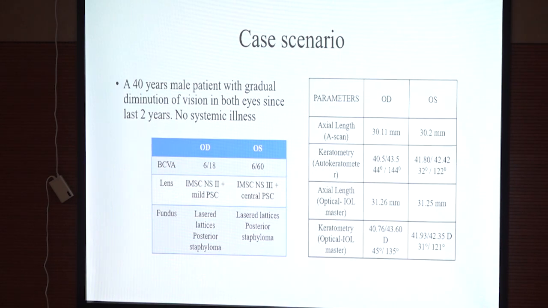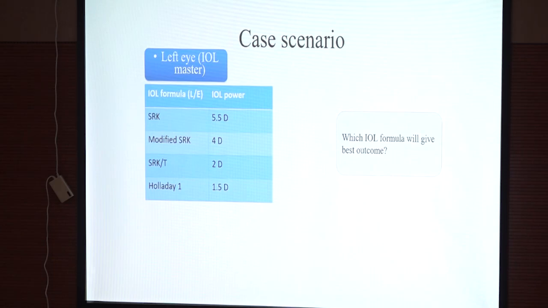So we did the axial length and the keratometry, both using the optical and the manual method. What is more important to know in this case is that we take the optical value of the variable that is calculated, since it is more accurate. Also in this example, you need to see that the axial length is quite high, quite beyond your normal range, which is 30.11 in the right eye and 30.2 in the left eye. So your normal SRK formula is not going to give you an accurate result in this case.